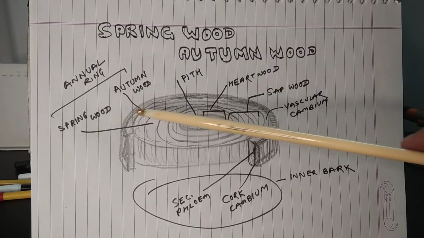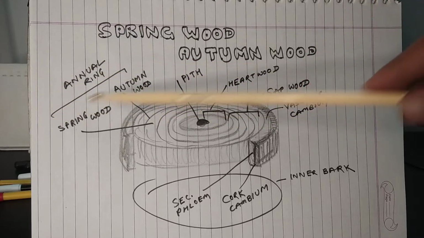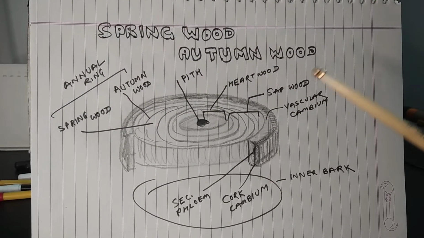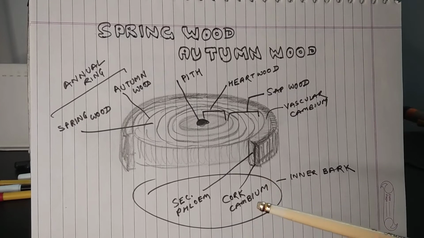A pair of spring wood and autumn wood makes an annual ring. The number of annual rings in a mature stem can give a rough estimate of the age of the tree.